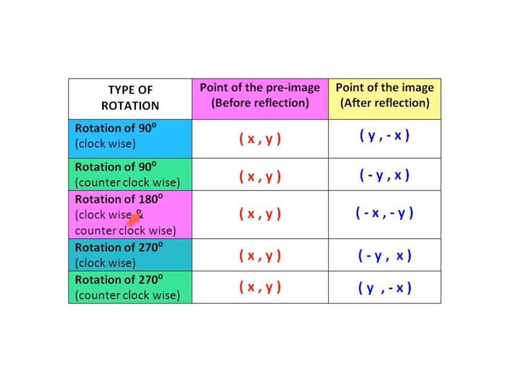For a rotation of 180 degrees clockwise and counterclockwise, we're only going to multiply our x and y values by a -1. We will not interchange these. For a rotation of 270 degrees clockwise, we're going to multiply our y value by a -1 and then interchange our x and y values. For a rotation of 270 degrees counterclockwise, we're going to multiply our x value by a -1 and then interchange our x and y values.